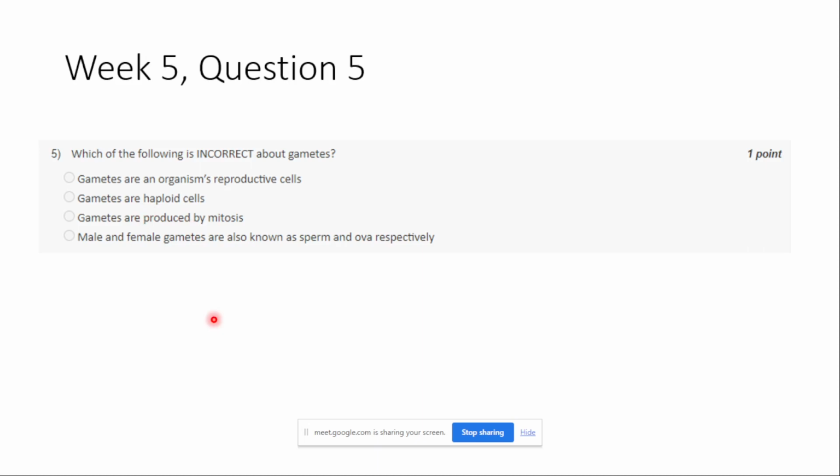Gametes are haploid cells. True or false? True. Yes, they are. Very good. Third: gametes are produced by mitosis. Is it true or false? False. Gametes are produced by meiosis, right? Yes.